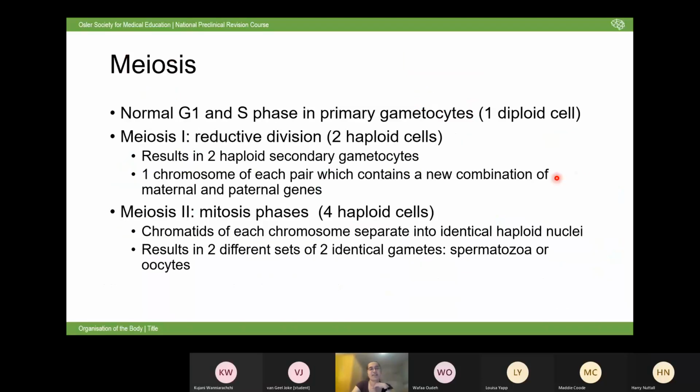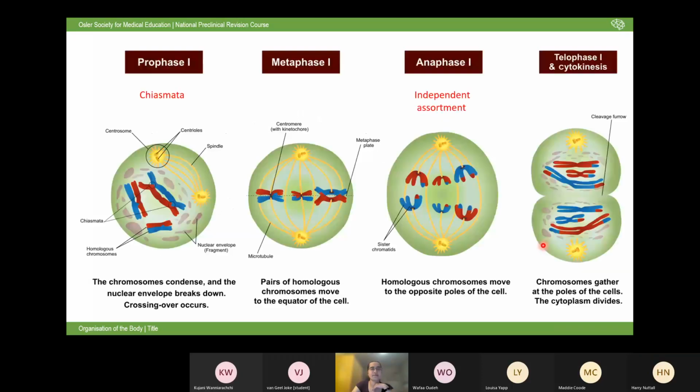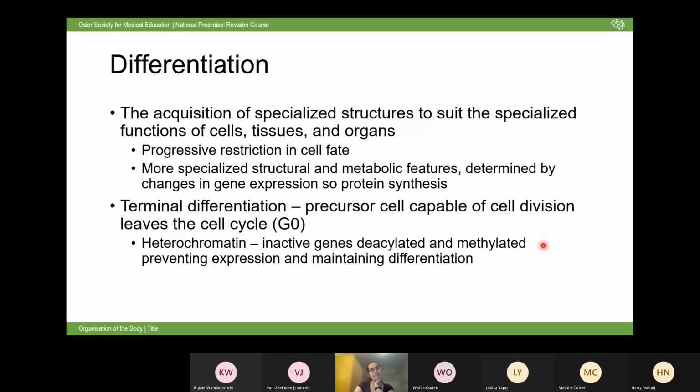So just going back quickly to meiosis 2, you then have the normal situation where the chromatids are being pulled apart, and that's why they're identical to each other. So now we're just going to talk about differentiation for a bit.